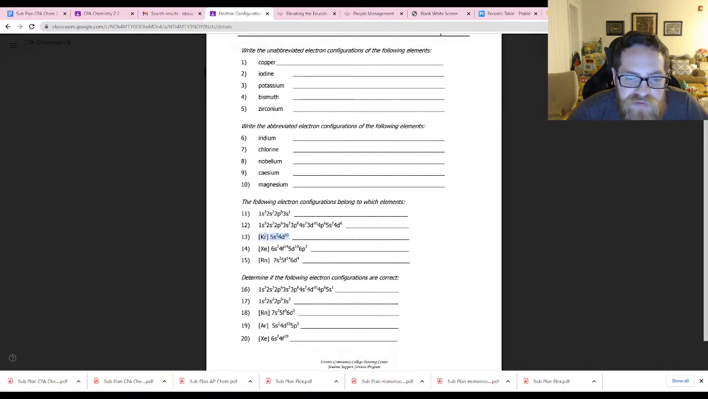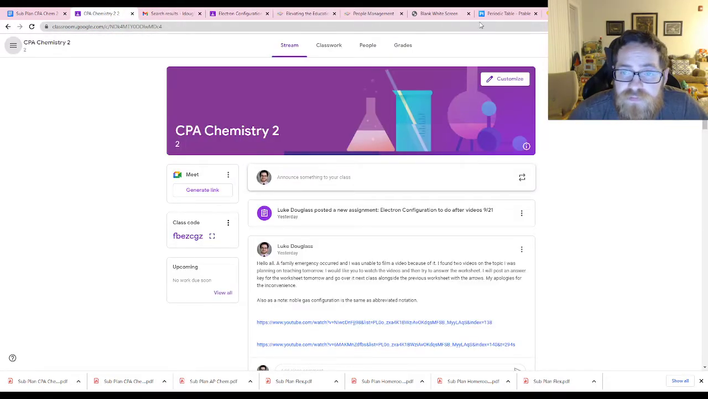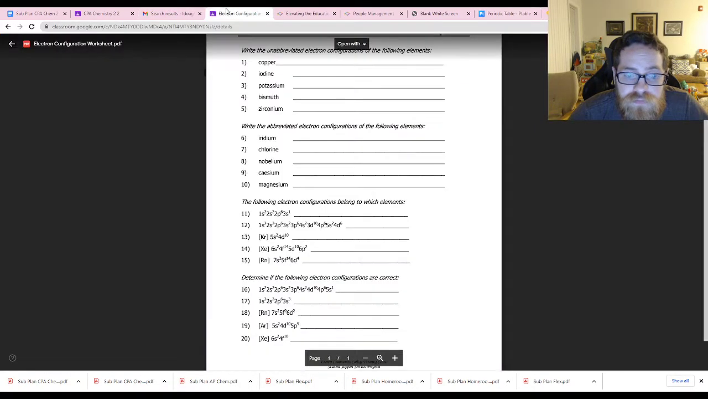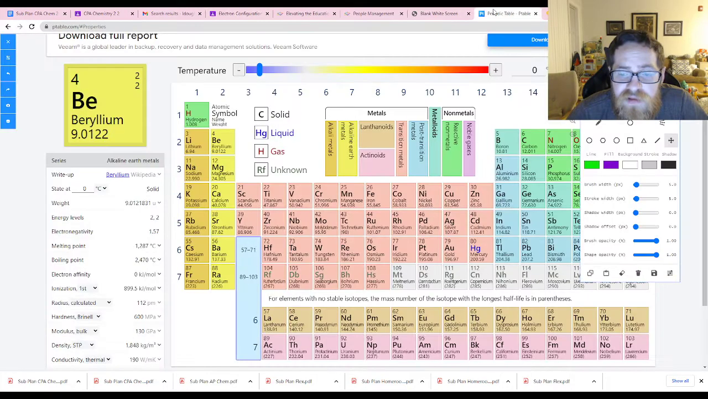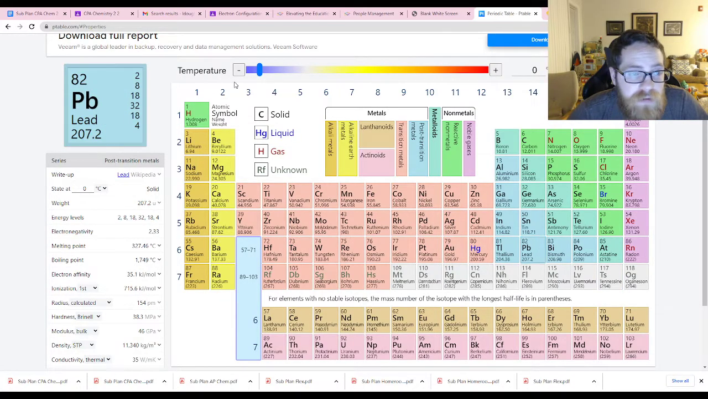Alright, now we have an abbreviated one, which is going to be 4d10 after krypton. This is just going to be the last of the D areas. Cadmium. Now we have 6p2. We want to look for the one that ends at 6p2. Row 6, p2. Lead.